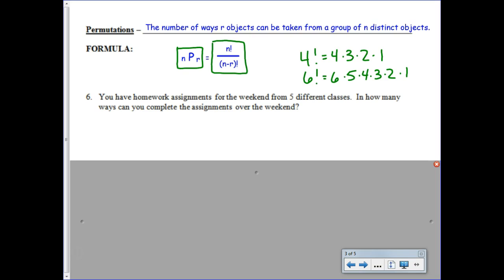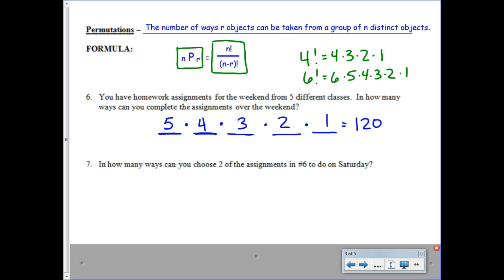From your 5 different classes, for the first assignment that you complete, you have 5 to choose from. For your second assignment, if you've already done your math homework, now you have 4 classes to choose from. You're going to complete all of them. So for your third assignment, you only have 3 to choose from, and then 2, and then 1. So you'll notice we formed 5 factorial there. 5 times 4 times 3 times 2 times 1 is 120 ways that you could choose to do your assignments.